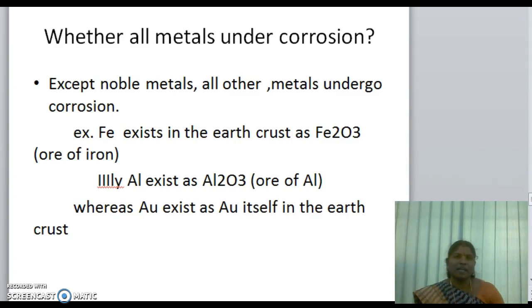So why does metal undergo corrosion? Because in the pure form it is unstable, so it tries to come to the stable state.